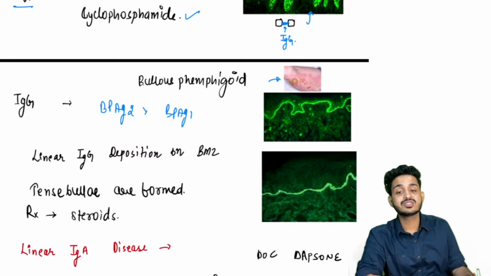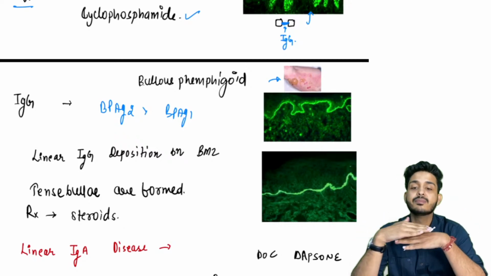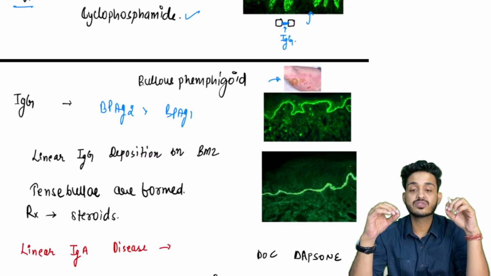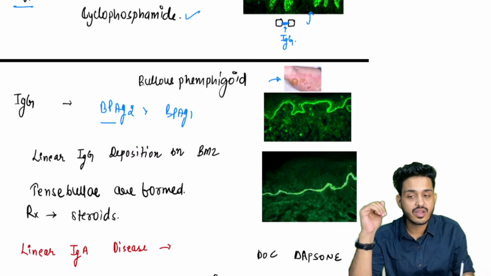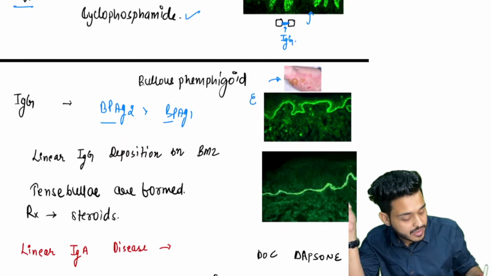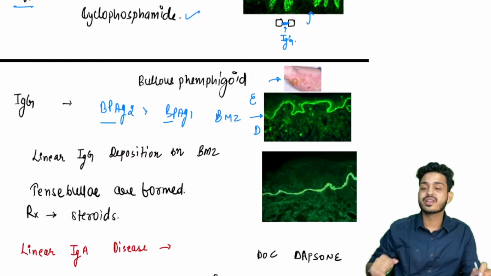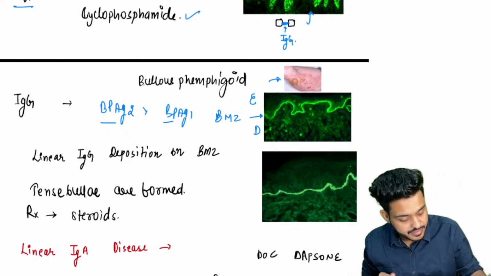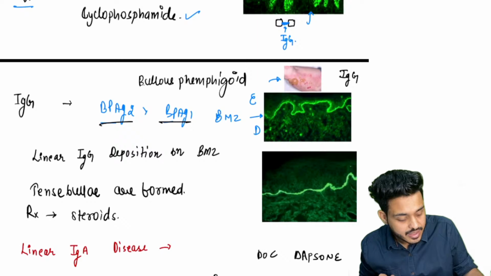Bullous pemphigoid, where should it be? We have discussed: above will be epidermis, below will be dermis, and between them will be the basement membrane zone. In that basement membrane zone there will be hemidesmosomal proteins. We have seen plectin, integrin, BPAG2, BPAG1. Here antibodies are formed against BPAG2 or BPAG1, so here is the deposition of IgG.